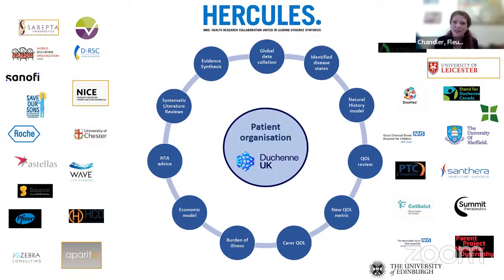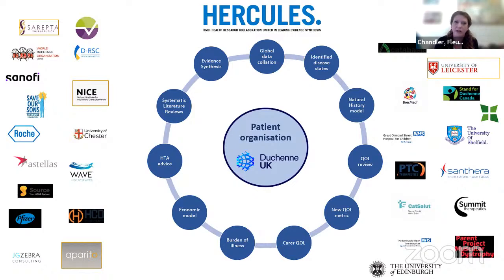So this is what it looks like. I think you remember on the first slide that we talked about what sort of evidence you might need for an HTA in a childhood disease. And what Project Hercules has done is flip that round a little bit, and it's not generated by industry, but it's being led by a patient organisation. And what we've done is created that evidence base.